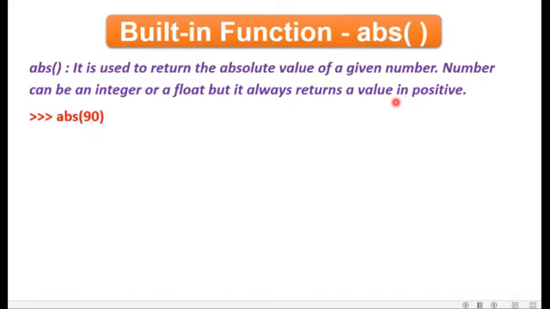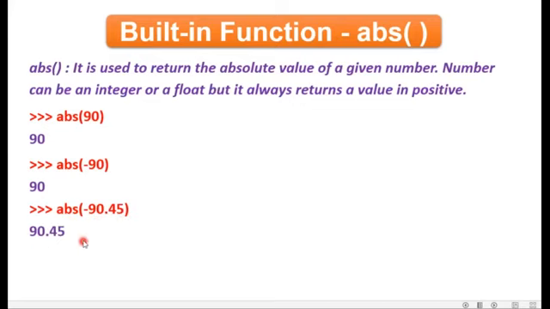right? For example, if I'm writing ABS of 90, then it is going to return me 90. If I say ABS of minus 90, then it will return me 90. That means a negative value can be converted into positive. But if I say ABS of minus 90.45, then it will return me 90.45. That means negative can be converted into positive, but the value which is there will not be altered at any cost. Okay, another example. So I have written the same value in positive, it will return me the same value as it is.